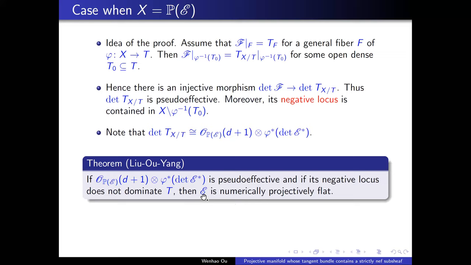This is how we obtain the numerical projective flatness in the theorem. Of course, I only assume this case, but for the other case the idea of the proof is similar, though the proof is more technical. So I'm going to introduce it here. This is the second step.